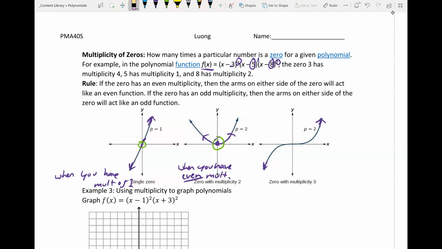And now, lastly, for powers, multiplicities of 3, 5, 7, any odd number, and so on, it's going to look more like a cubic function, that it flattens out around zero. So let's just say that's your zero. You should always draw flattened out with your end behavior as opposites.